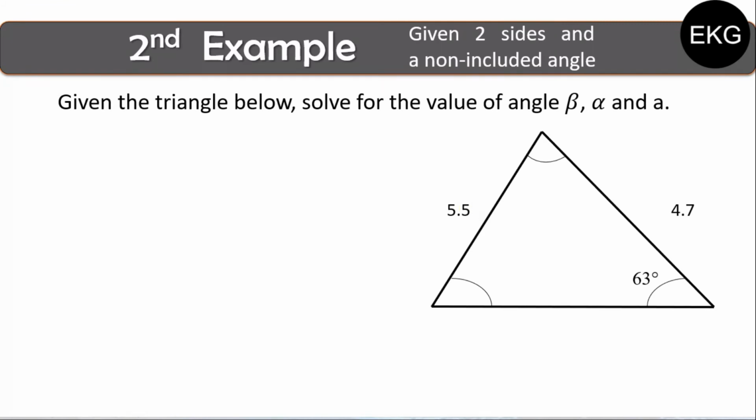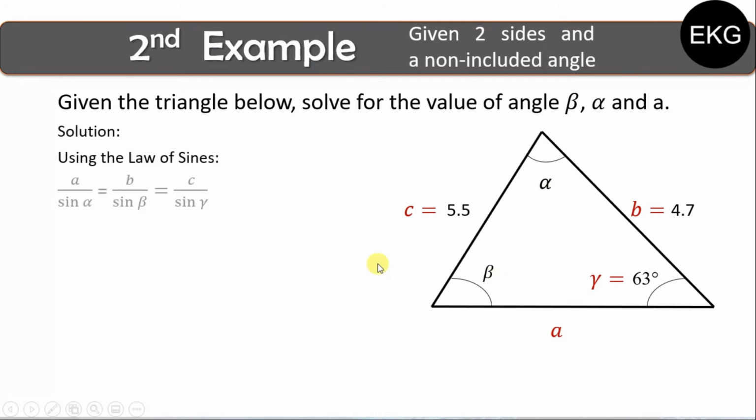Okay? Now, let's complete the triangle. Lagyan natin ng labels. So let this given angle be gamma. This side be side C. Ito naman side B. Then this is side A, alpha, then beta. Now for our solution, again using the law of sines, substitute lang natin yung values. Okay? So itong dalawa, walang value. 4.7 over sine beta, okay, is equal to 5.5 over sine 63. Okay? So again, walang value yan, hindi natin magagamit.